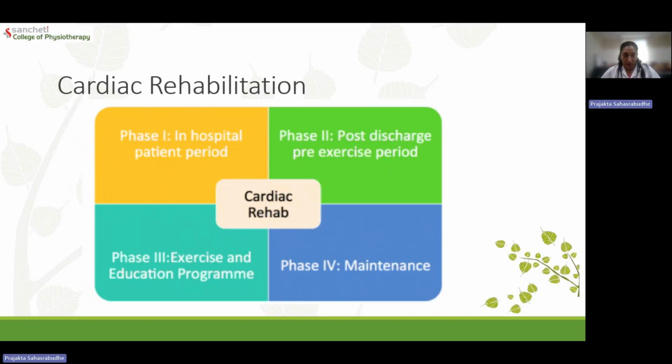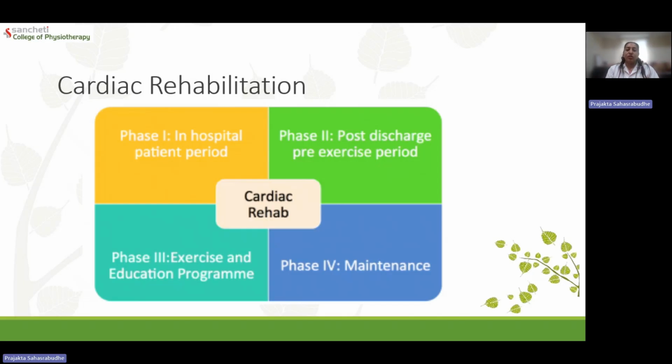Phase one is the in-hospital patient phase, wherein the patient either had an episode of myocardial infarction, or has recently undergone a coronary intervention like PTCA, or was recently operated for coronary artery bypass grafting, or CABG. Although cardiac rehabilitation was initially developed for coronary artery diseases, it is now extrapolated for other cardiac diseases. So it is not restricted only to after CABG. It is also a mainstay of treatment after valvular replacements, intracardiac repairs in congenital heart diseases, or even in cardiomyopathies and heart failure.